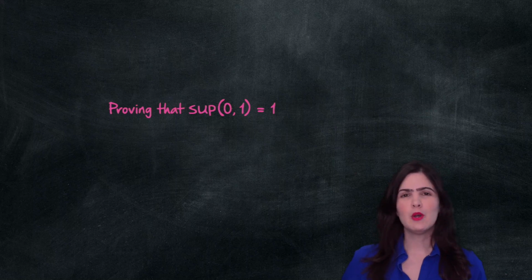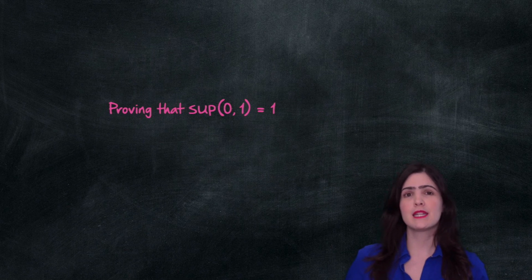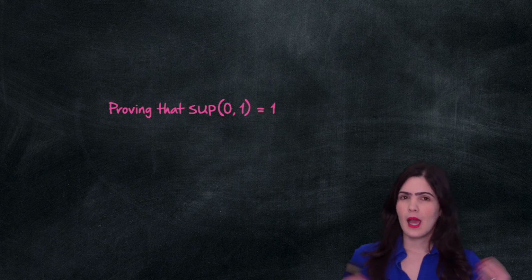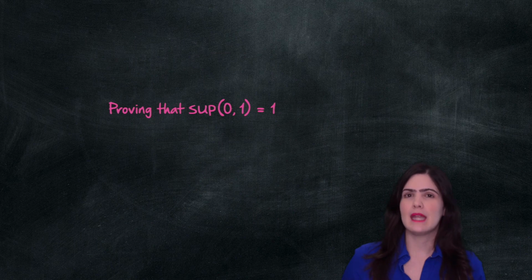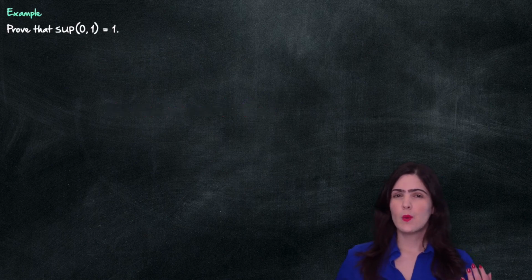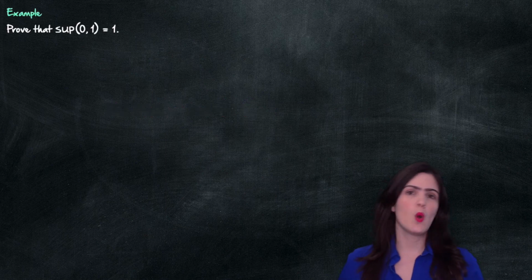In this video, I'm going to give you a formal proof of the fact that the supremum of the open interval from 0 to 1 is equal to 1. I already said that this was the case, but now we're going to give a proof following the definition. So let's get started. As I said, we want to show that the supremum of the open interval (0, 1) is equal to 1.